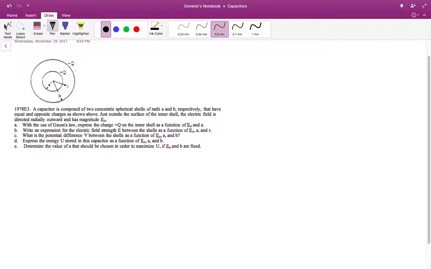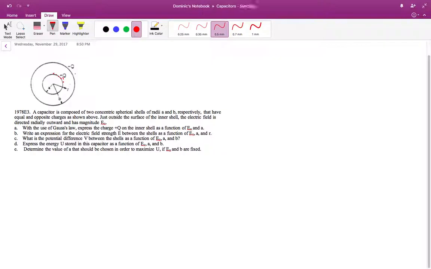So looking at this picture here, this is a little bit different of a use of Gauss's law. So we really want to set up a Gaussian surface that is exactly equal to the radius of the surface of the inner shell here. So basically, the radius that we would use is equal to a, and so setting up Gauss's law, we have surface integral E dot dA is going to be equal to Q inside over epsilon naught.